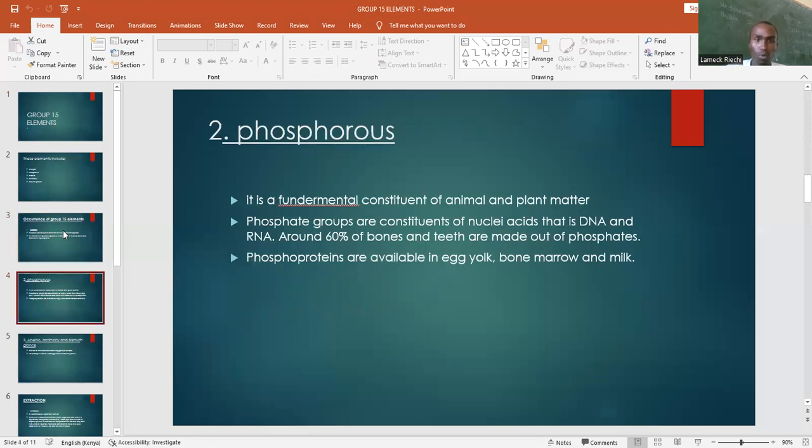Let's go to phosphorus. Phosphorus is a fundamental constituent of animal and plant matter. Phosphate groups are constituents of nucleic acids, that is DNA and RNA. Around 60% of bones and teeth are made out of phosphates. Phosphoproteins are available in egg yolk, bone marrow, and milk.